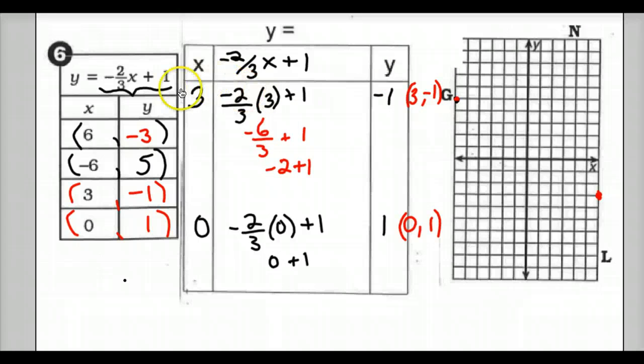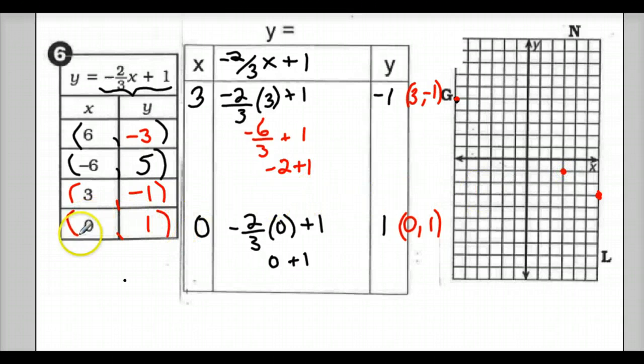Okay, so for our next 2 points, you should put 3 in for your x value, and what you should have gotten out was y equals negative 1. So that's our next point, (3, -1). To graph that, we move over 1, 2, 3, and go down 1 right there.